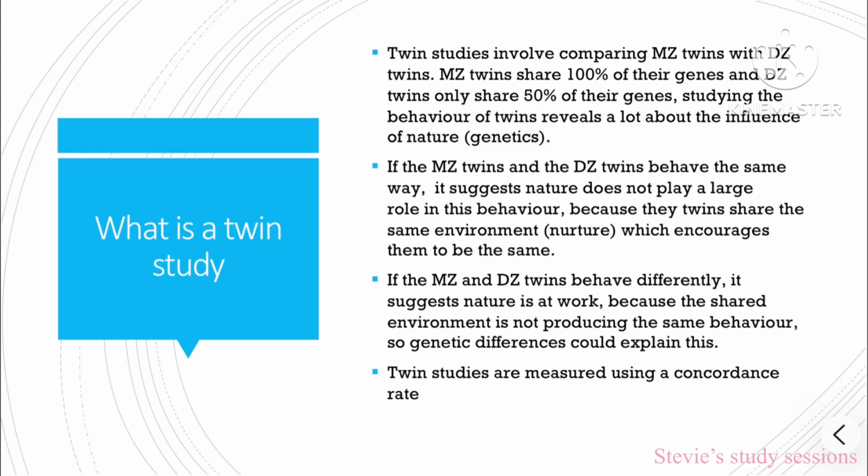Studying the behaviours of twins reveals a lot about the influence of nature. If MZ twins and DZ twins behave the same way, it suggests that nature does not play a role in the behaviour, because the twins share the same environment, nurture, which encourages them to be the same. If MZ twins and DZ twins behave differently, it suggests that nature is at work because the shared environment is not producing the same behaviour, so the genetic differences would explain this. Twin studies are measured using concordance rates.